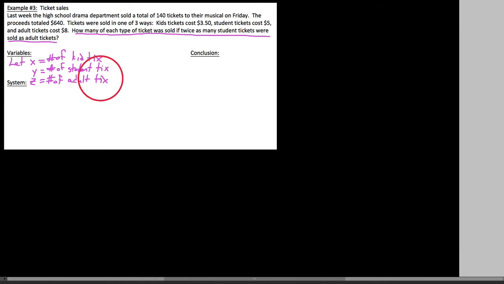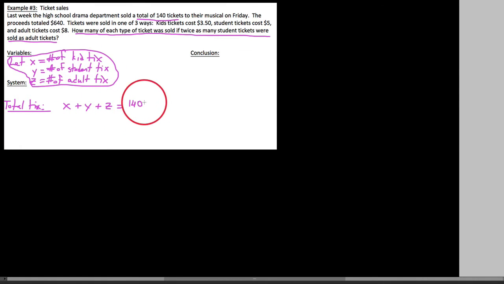So if these are the things we're trying to find, then let's set up some relationships using x, y, and z that we could use to set up some equations to help us solve the system and find the unknowns. To begin with, it says last week the high school drama department sold a total of 140 tickets. In terms of a total here, we typically have a totals equation, and in this case the total represents a total of tickets. So our totals equation would be x plus y plus z, and if I add all the tickets together, I get 140 total tickets.